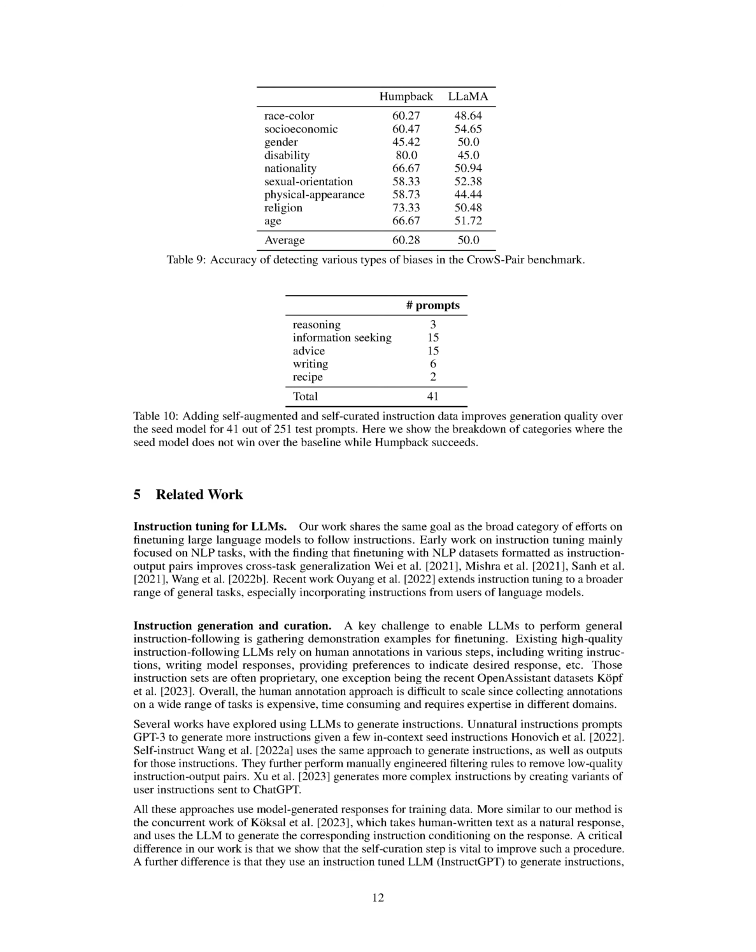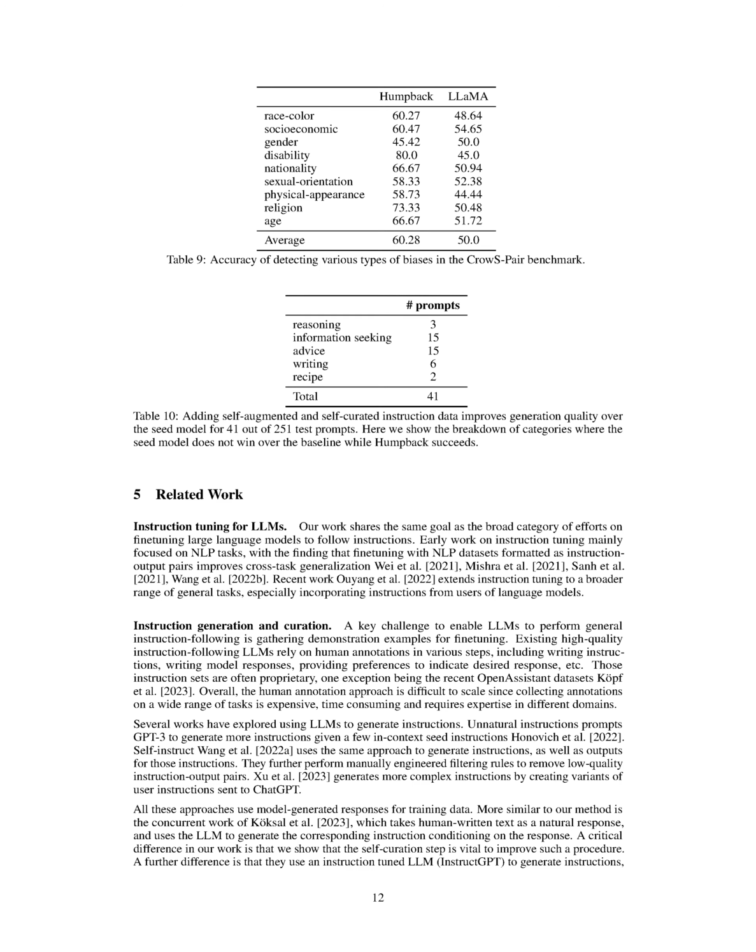A significant challenge in enabling LLMs to follow general instructions is the collection of demonstration examples for fine-tuning. Existing high-quality instruction following LLMs depend on human annotations at various stages, such as writing instructions, writing model responses, and indicating preferred responses. These instruction sets are often proprietary, with the Open Assistant datasets being a notable exception. However, the human annotation approach is hard to scale as it's expensive, time-consuming, and requires expertise in different domains.